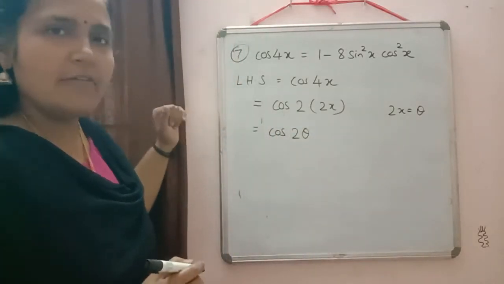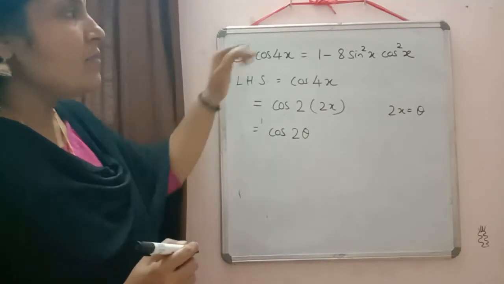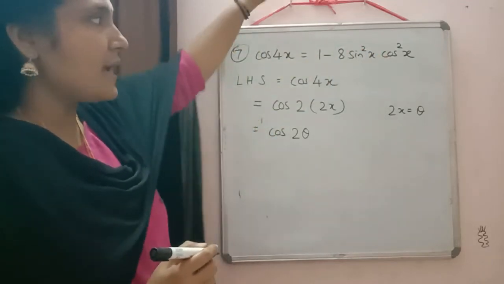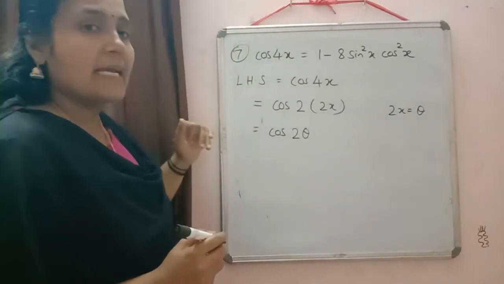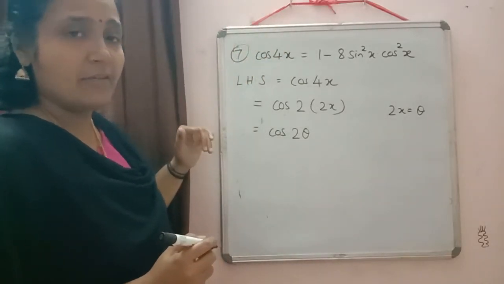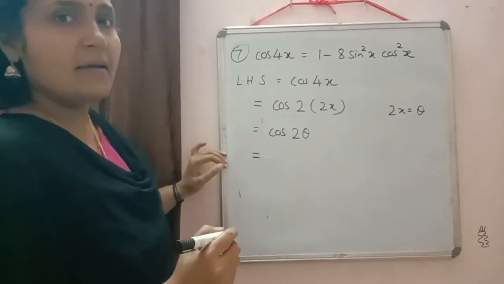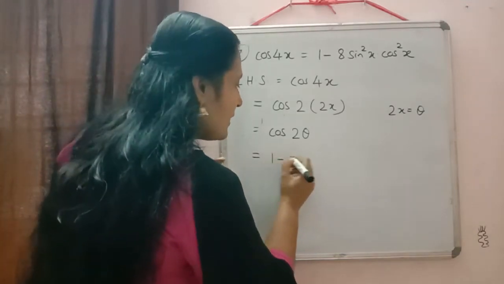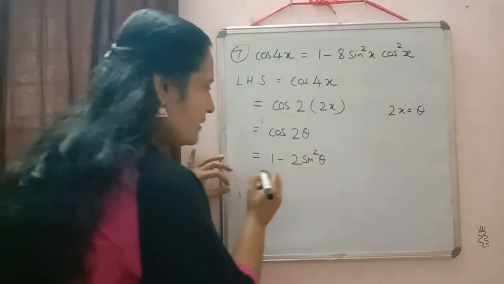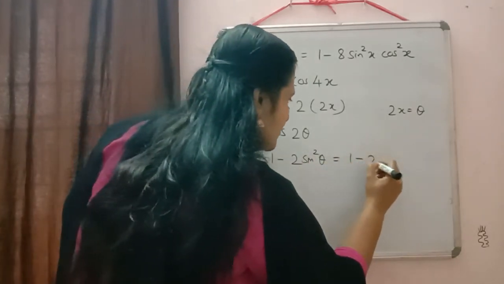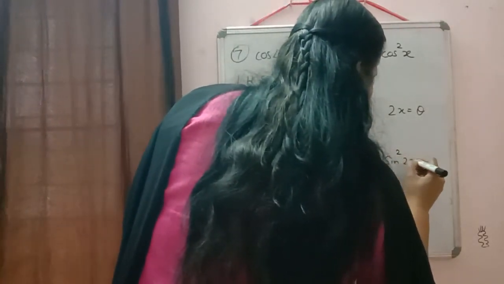Now we have so many formulas. Which formula will we use? For that you have to check what is there in the right hand side. In the right hand side we have 1 minus something. So we have to check that formula of cos 2 theta in which 1 minus something is coming. So in which formula are we getting it? Yes, cos 2 theta is 1 minus 2 sin square theta. Okay. Now in place of theta we are going to substitute 2x.